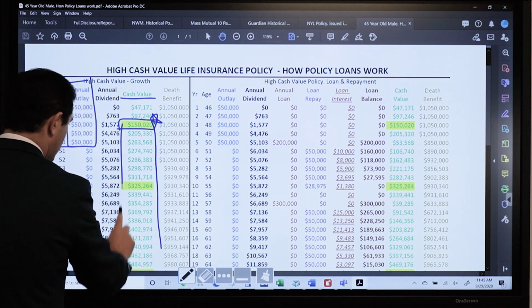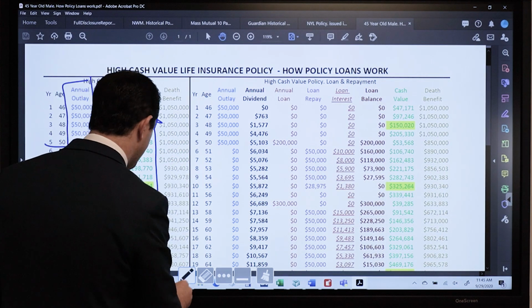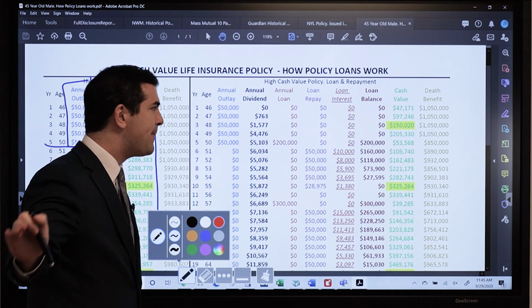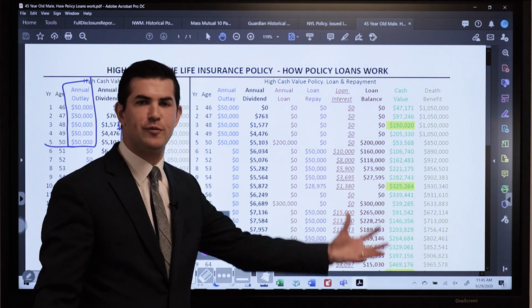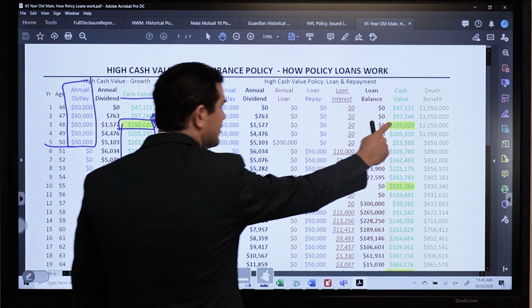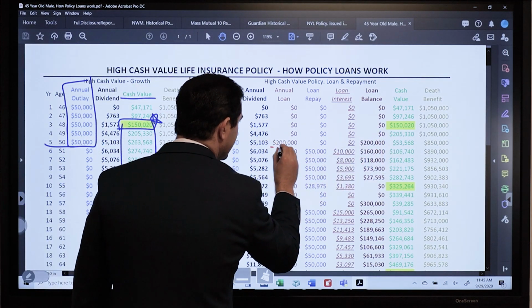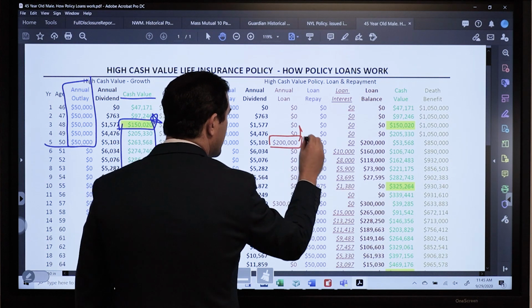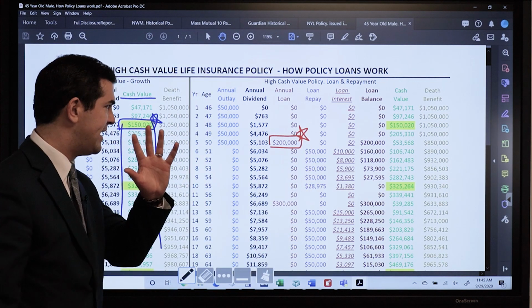Performance over time, all well and good. Here's what I want to compare it to. What is the impact on my life insurance policy when I take a loan? So, same exact policy, same break-even point. Difference here, we take a $200,000 loan out in year 5.